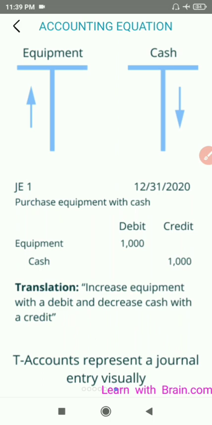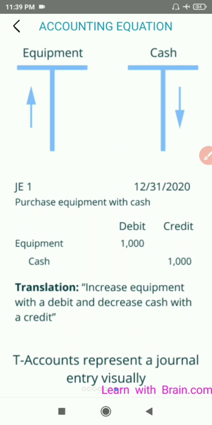Now we will discuss transactions with journal entries, with examples. Our first one is purchase equipment with cash. What is the journal entry for purchase equipment with cash? The journal entry is equipment account debit, cash account credit.